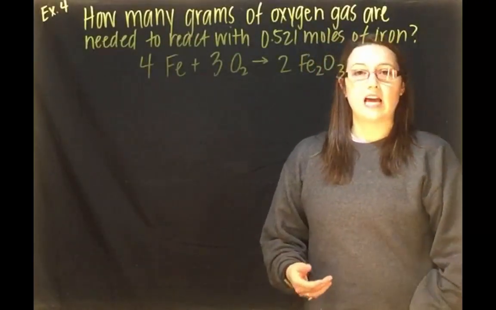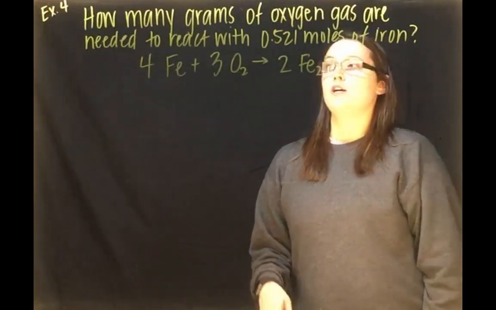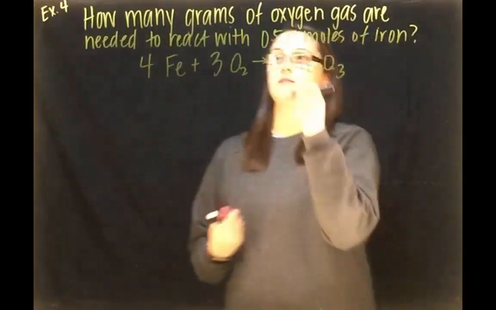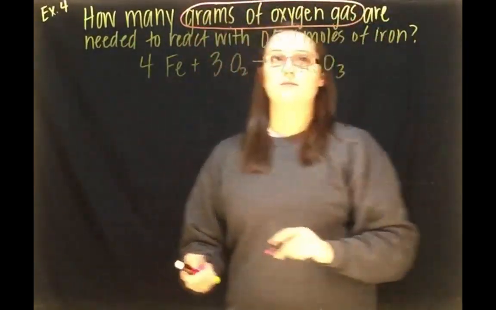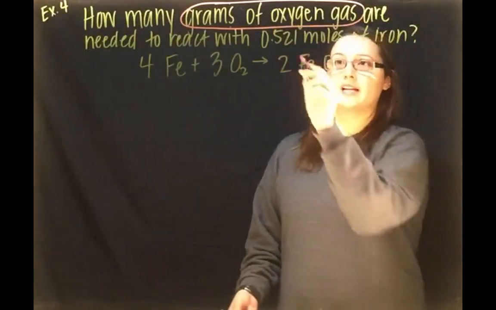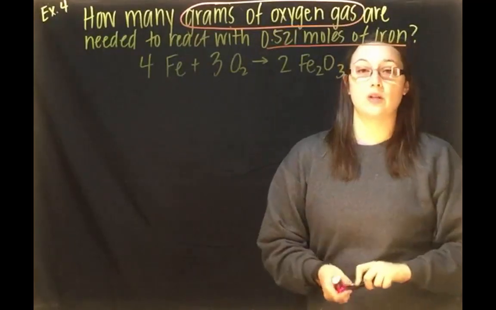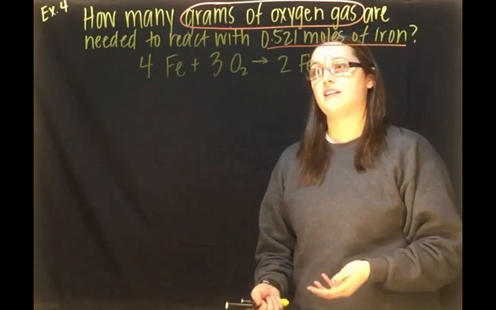For example, we are going to look at a problem that involves moles and mass. So this problem says, how many grams of oxygen gas, so I'm trying to solve for grams of oxygen gas, are needed to react with 0.521 moles of iron. So like before, I need to underline what I'm given and circle what I'm trying to find.